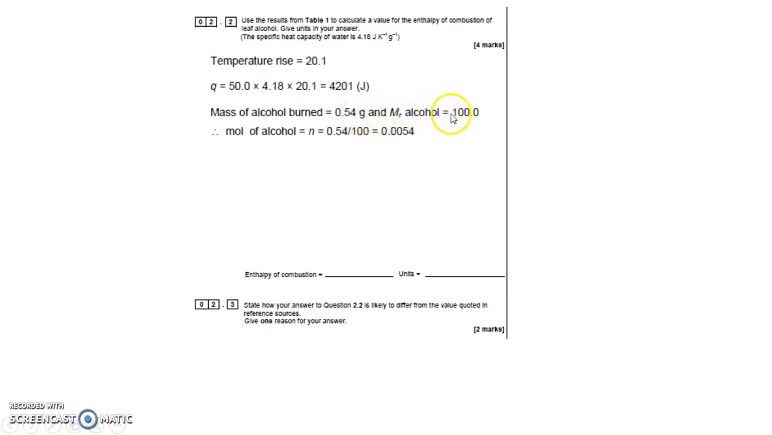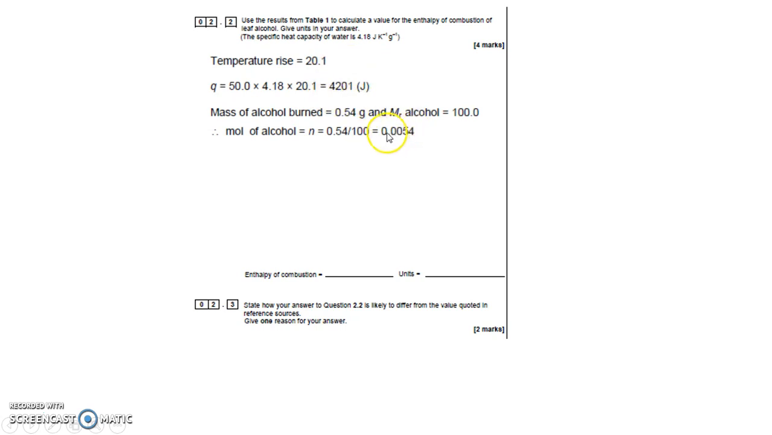Why would I be given mass and Mr? To work out the number of moles. Moles of alcohol is 0.54 grams divided by the Mr 100. I've got 0.0054 moles. So we've got 0.0054 moles of alcohol releasing 4,201 joules of energy. I need to know how many joules of energy would be released if I had 1 mole, not this small amount. So if that small amount, 0.0054, releases 4,201 joules, 1 mole, a larger amount, would release more energy.